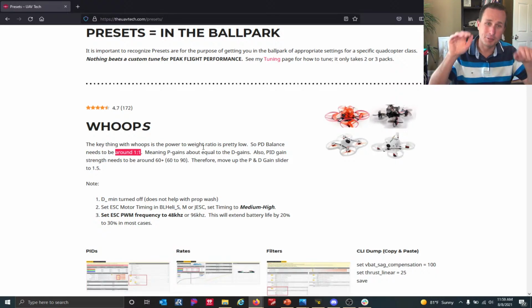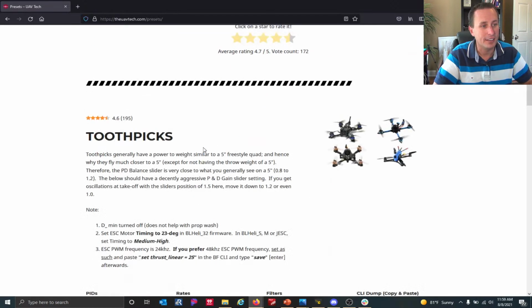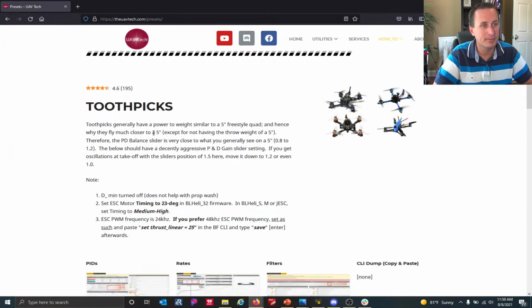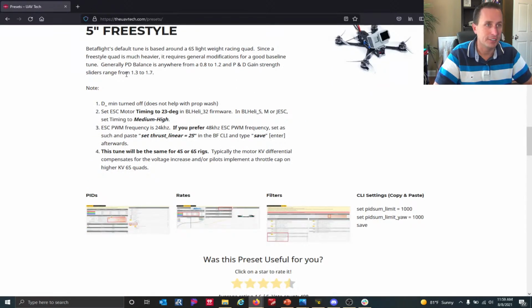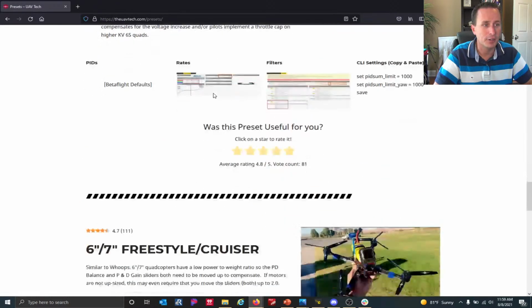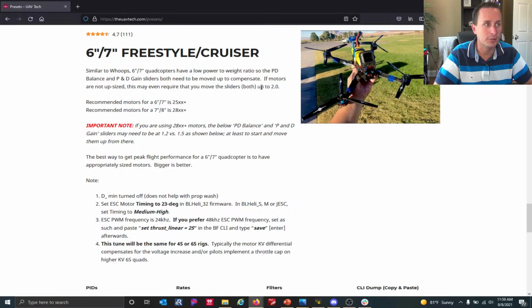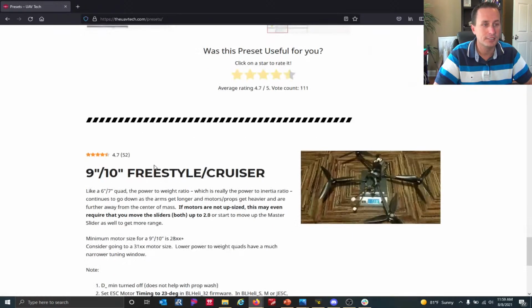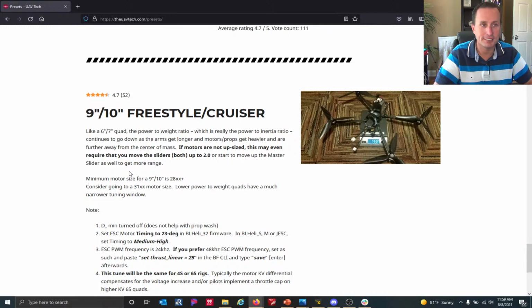PID balance, the ratio between the P and the D gain. And then you'll see that kind of taper down. So in Betaflight 4.2 terms, that goes to about a 0.8 to 1.2, and varies for a 5-inch, same thing. Usually you can cheat that down where your P gains can be higher than your D gains. But then as you go back up to like a 6-inch, 7-inch, 9-inch, 10-inch, you start to get back to that again, where the P and D gains are about a 1-to-1 for each other.